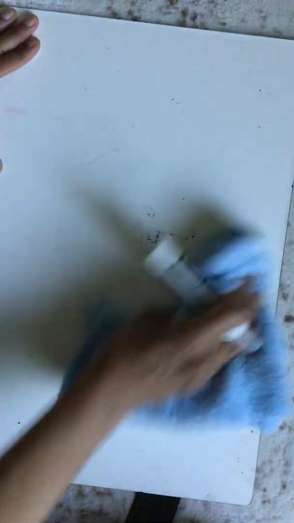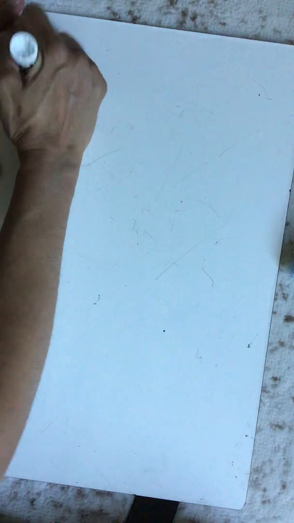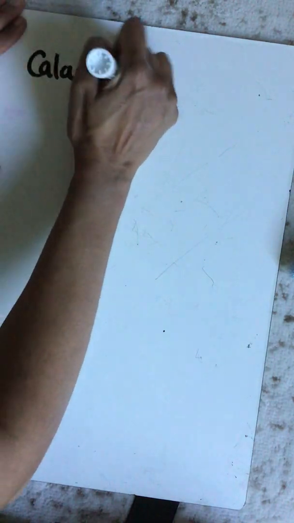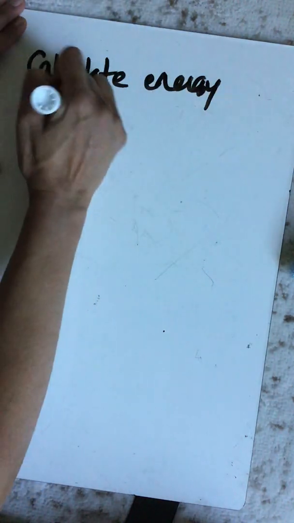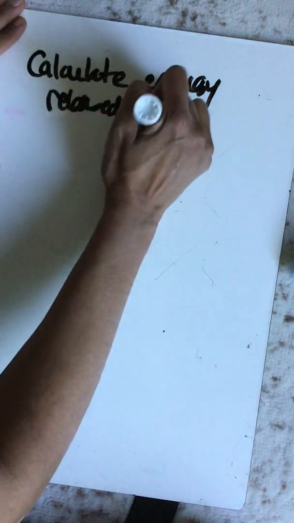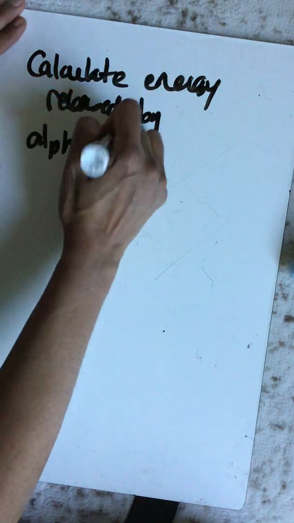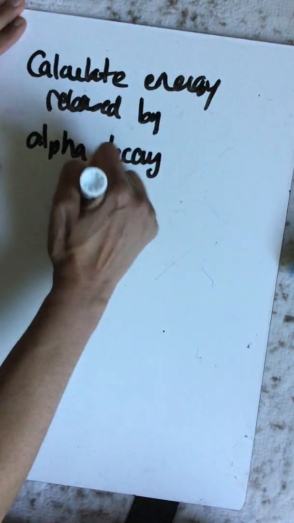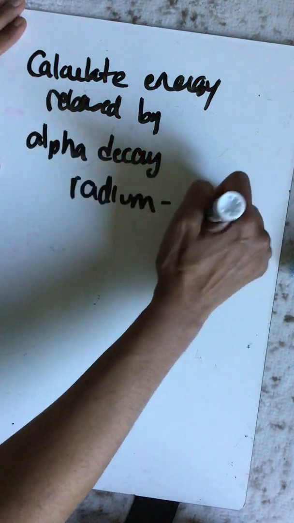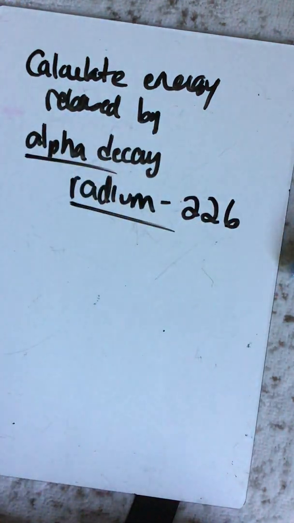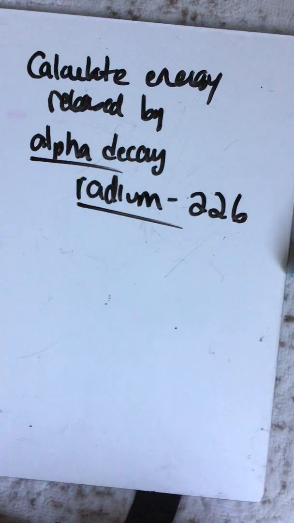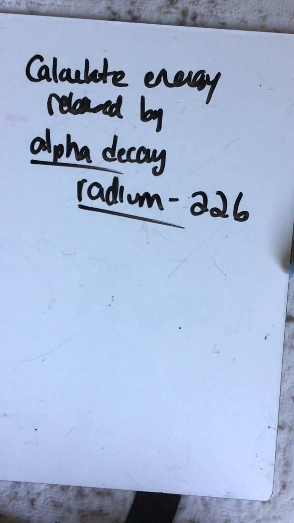Using E equals mc squared, you're going to calculate the energy released by the alpha decay of radium-226. Okay, alpha decay of radium, so you're going to calculate the energy released by that. So radium is right here.